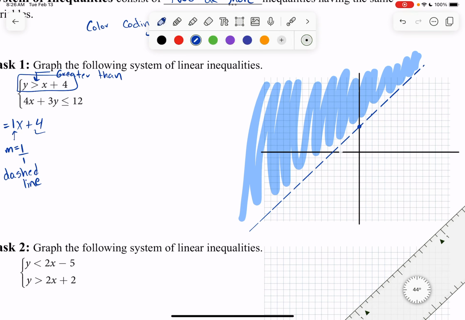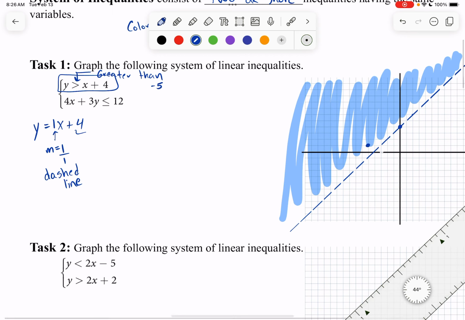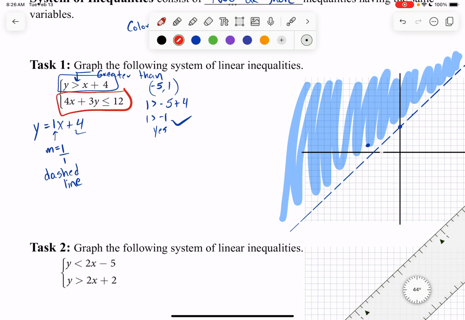Always good to check a point. Let's check this point. Negative 1, 2, 3, 4, 5. Negative 5, 1. The point negative 5, 1. We check it. So 1, is that greater than negative 5 plus 4? 1 is greater than negative 1. Yes, it worked. Okay, so we checked a point. Okay, so that's only half done. We only did the first inequality. We now have to do this one as well.